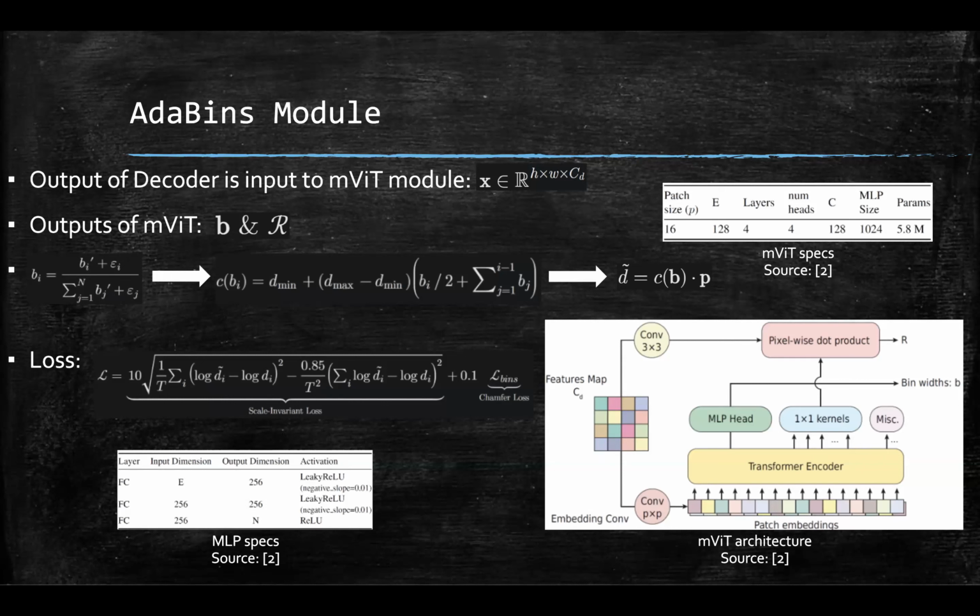Also, the idea with this normalization is to introduce, let's say, a competition among the bin widths and to force the network to focus on subintervals by predicting smaller bin widths at interesting regions of the interval. And that is about this part here. So the first output. The second output is R, this range attention map of size h times w times c that contains pixel-level information.